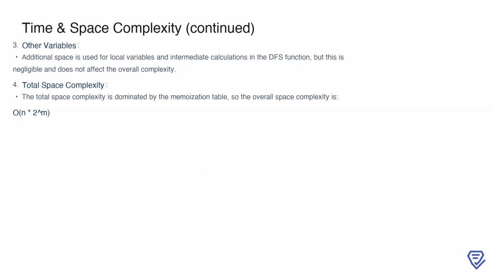In addition to the recursion stack and memoization table, there is minimal space used for local variables and intermediate calculations inside the DFS function. However, this space is negligible and does not impact the overall complexity. Therefore, when we consider the total space complexity, it is dominated by the memoization table, which has O(n * 2 to the power of m) space requirements. This allows the algorithm to efficiently store and reuse results for previously computed states, which is essential for avoiding redundant calculations and improving runtime performance.